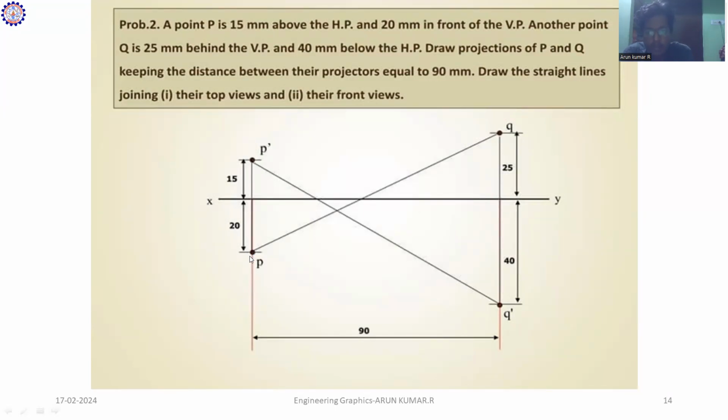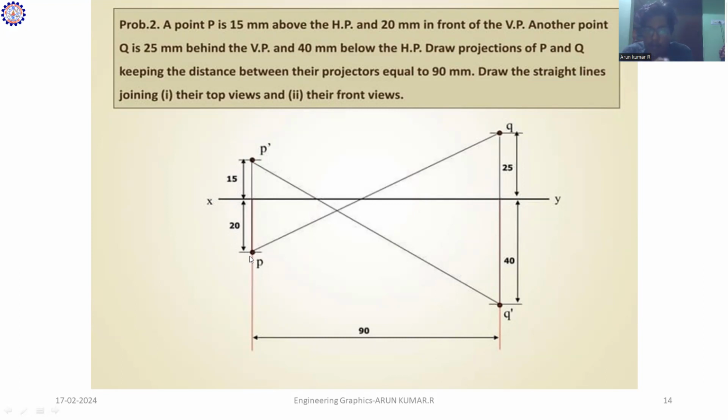Okay. So first of all, what is the understanding of this question? Here, two points are being discussed. One is point P, and another one is point Q. The keywords are the conditions we are using. For point P, we have to take above and in front. Those are the keywords for the P point. And Q point is behind and below.